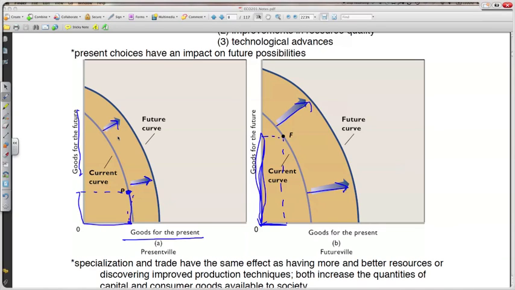And specialization and trade have the same effect as having more and better resources. So if we can start having specialization and trading, then we can also have an increase in our production possibilities curve.